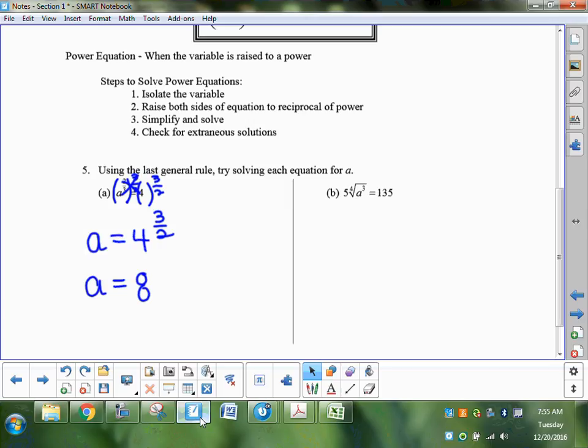Take a look at the next one. Take a look at B. Taylor, what would your first step be to answer out B? Not yet. Who can tell me, please, what my first step is going to be? I'm going to divide both sides by 5. I need that term being raised to a power to be isolated.